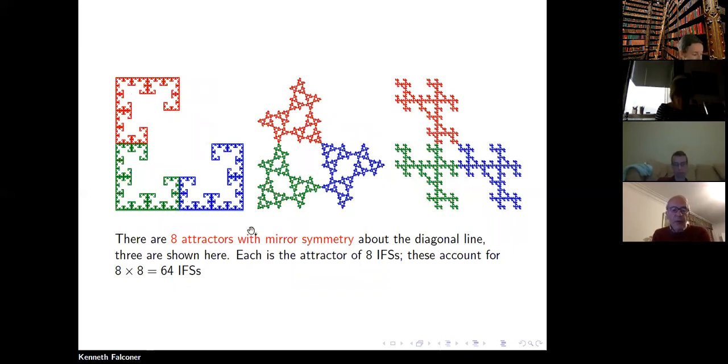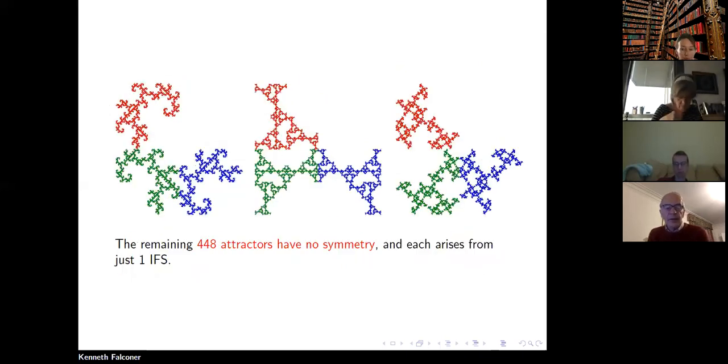And so I claim that there are 8 possible attractors that you can get from that template with this diagonal symmetry, and these are shown here, and each is the attractor of 8 different triples. I can choose 8 different triples of similarity transformations to define any of these with this mirror symmetry. And then that accounts for 8 times 8, 64 of the iterated function systems, which leaves 448 out of the 512.